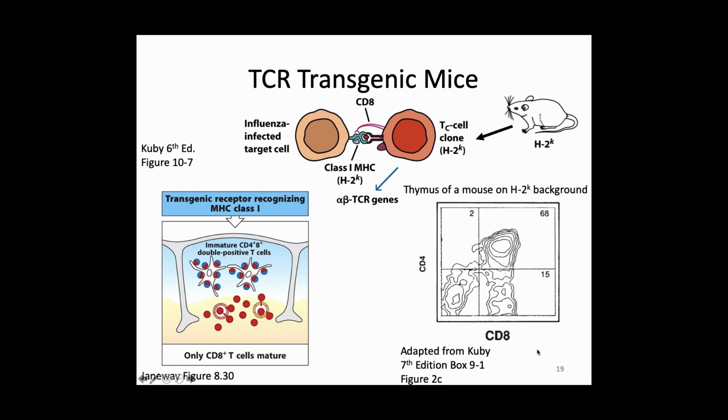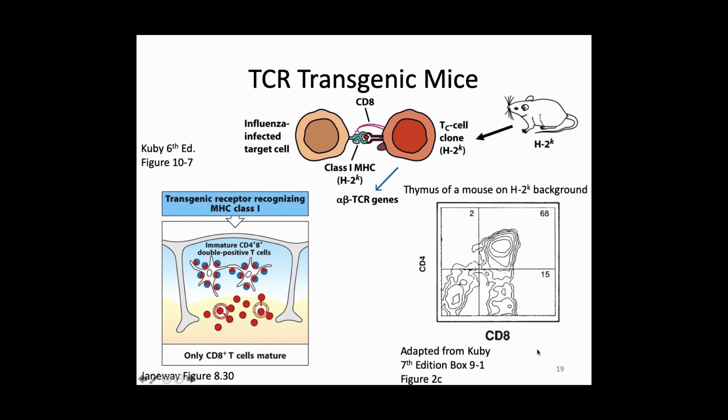But if we were to make our TCR transgenic using this T cell that binds to influenza, and we were to insert those alpha and beta TCR genes into a new mouse with the H2K background, and let those cells develop, if we looked in the thymus, we would see double negatives and double positives as the cells are developing. And then as you can see, we would only get CD8 single positives. We would see no CD4 single positives because we're only getting single positives that are versions of that original T cell that we had. And if we look in the periphery, we'll see only CD8 T cells in this mouse.